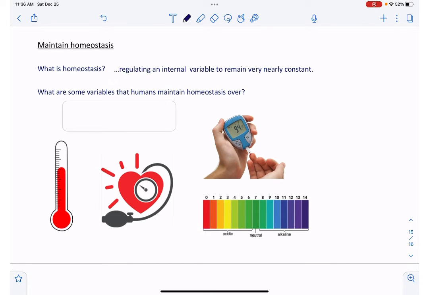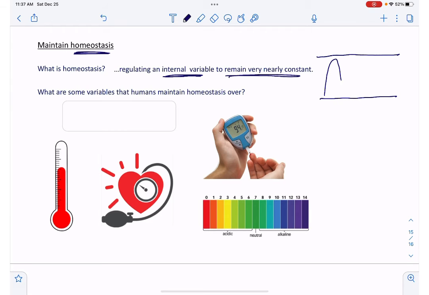And the last important principle I want to talk about with regards to anatomy and physiology is the maintenance of homeostasis. So what is homeostasis? Well, homeostasis is regulating an internal variable to remain very nearly constant. To have a variable and to maintain that variable within very tight limits. It can go up, it can go down, but it has to be maintained within these very tight limits for the body to be able to function and the organism to be able to survive.